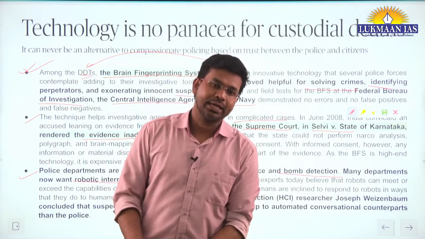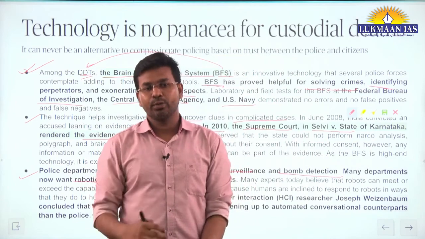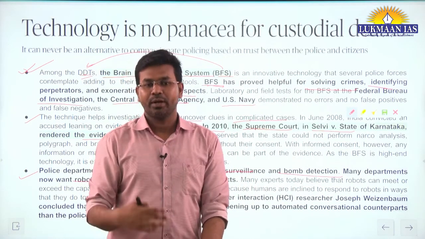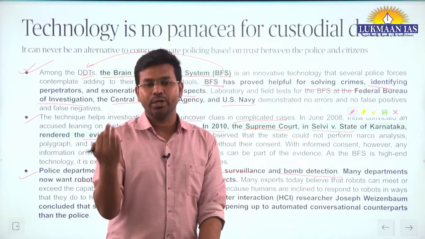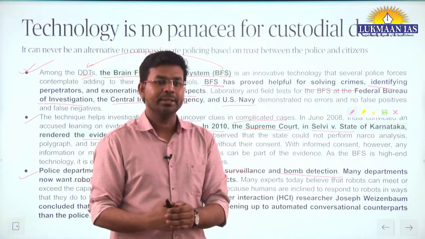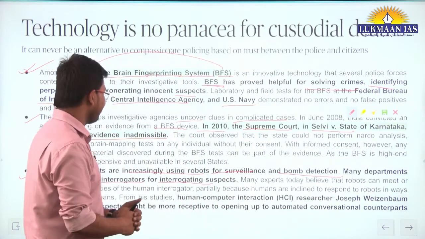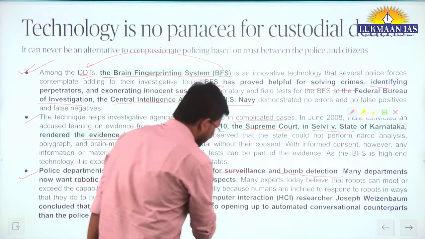So now they are saying we can use robotic interrogators, meaning we can use robots, and robots will ask questions of the criminals, and the criminals are going to respond. Those responses will be recorded and analyzed to get the information, to get the facts. Alright, now here, human computer interaction.